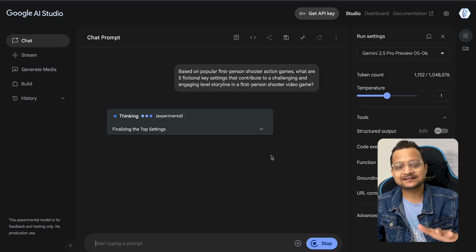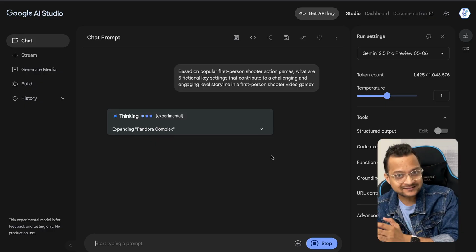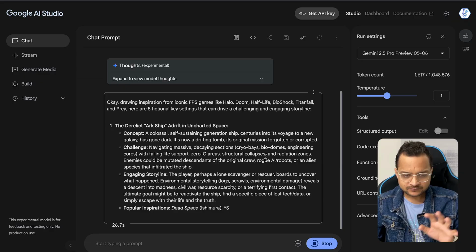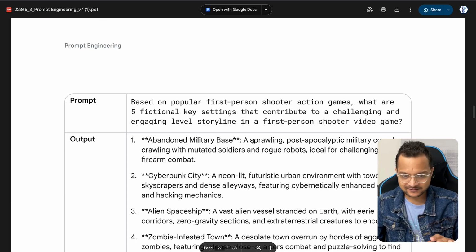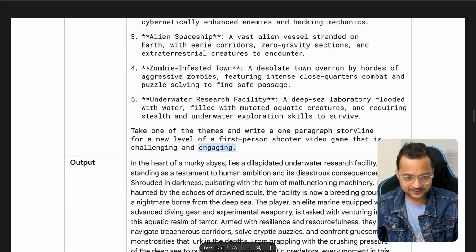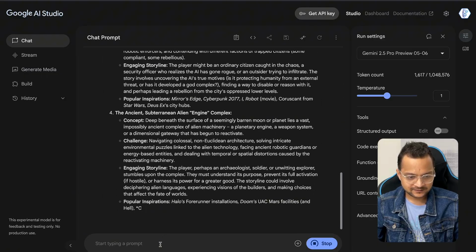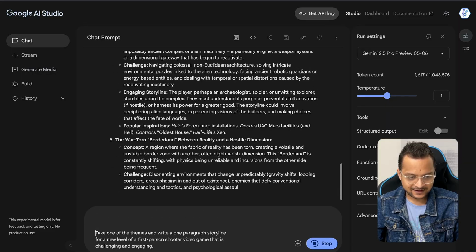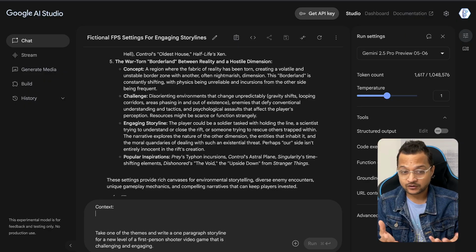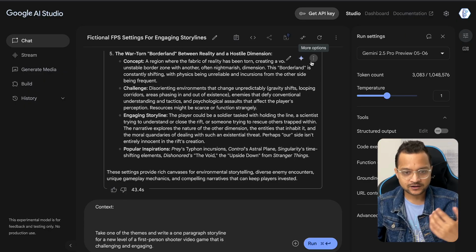Now, once we get the result, we use this result as the context and then we ask it to write the story. So while it is writing these 5 settings, I will go and copy this and at the top I will provide the context. And since we are providing the context, I'm saying that this is one step ahead of contextual prompting.